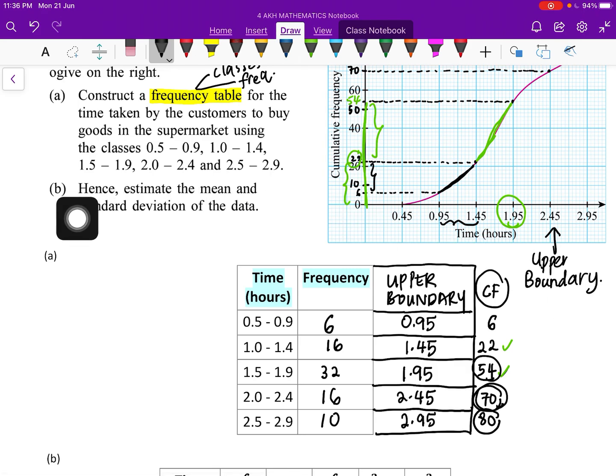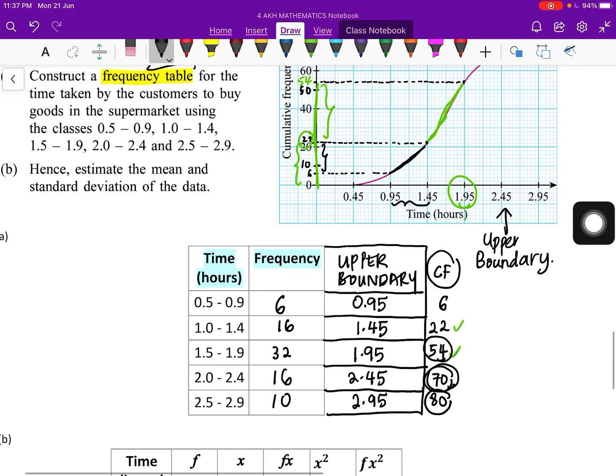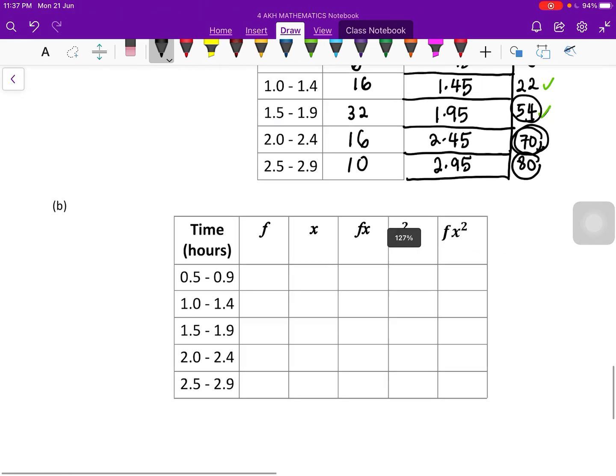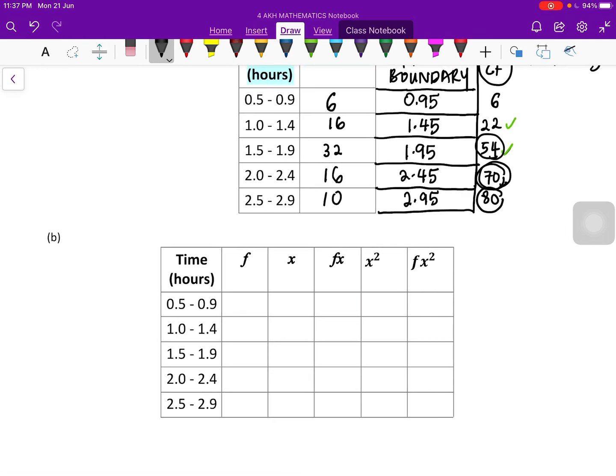So the next question, dia akan suruh hence we estimate the mean and standard deviation of the data. So here, of course, kita dah belajar how to calculate mean and standard deviation. So teacher akan salin balik. Kita punya frequency is 6, 16, 32, 16 and 10.